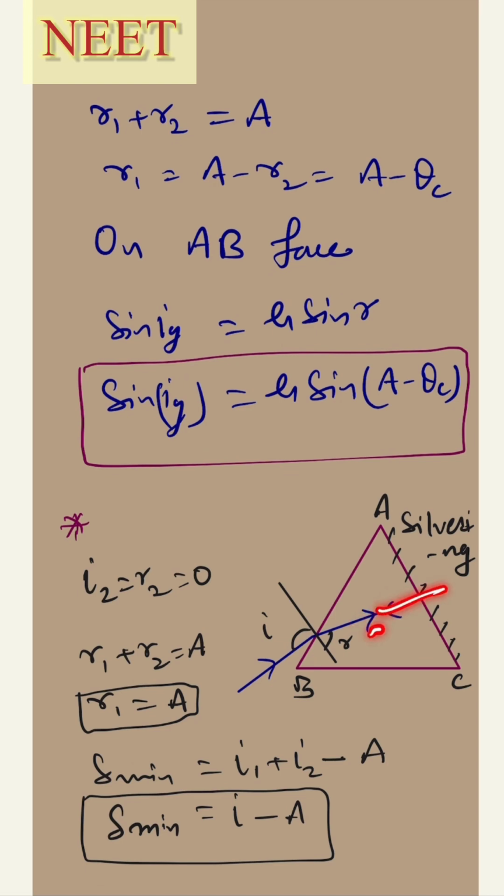So we can say that here R2 is equal to 0 degree, and I2 is also 0 degree. As we know, R1 plus R2 is equal to A. Here R2 is equal to 0 degree, so R1 is equal to A. Clear? Now for delta minimum, as we know, I1 plus I2 minus angle A, where R1 plus R2 is equal to A. As I2 is equal to 0, it means delta minimum is equal to I minus A.